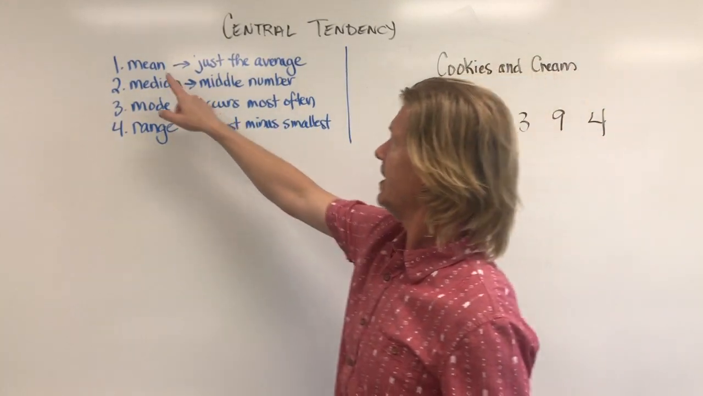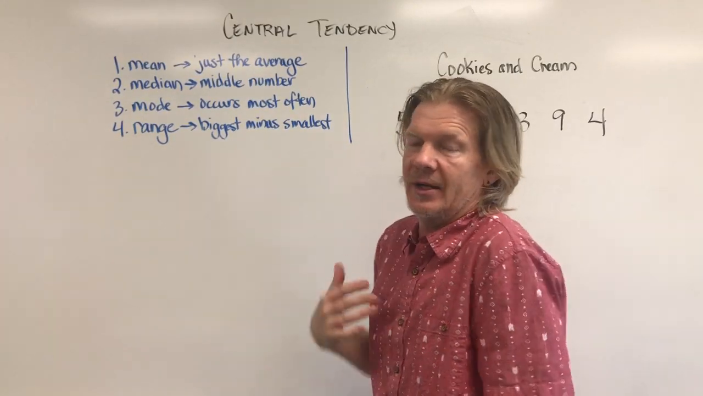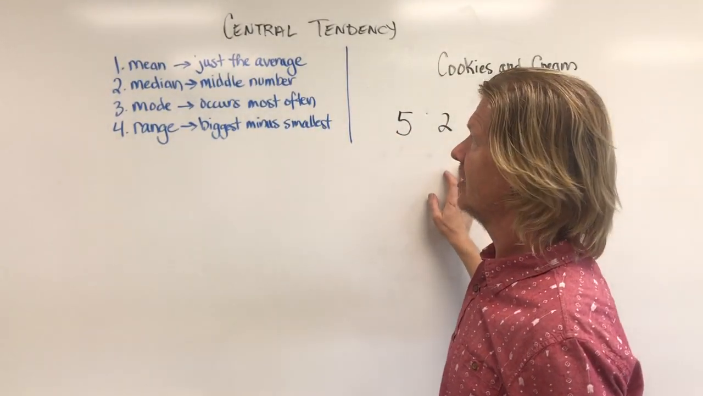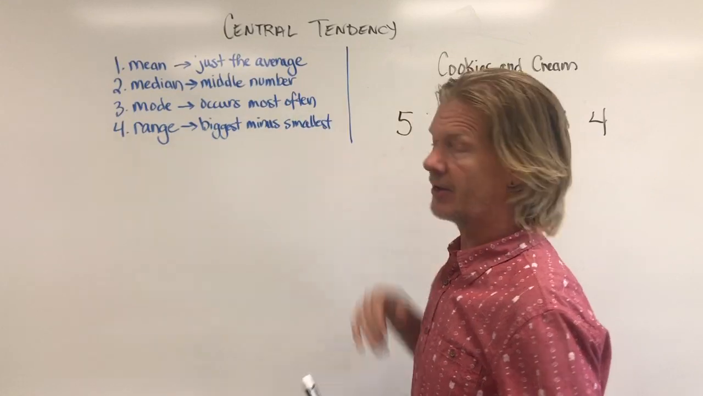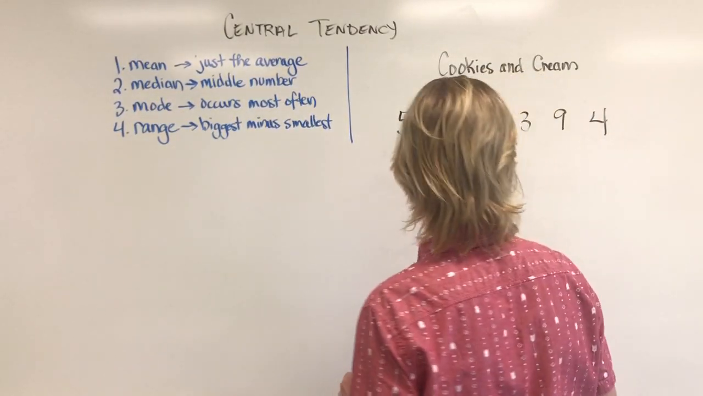So mean, it just is the average. I don't know why the different word, but in statistics, the average is called the mean. So you add them up and divide by how many you have. The median is the middle number, so you have to put them in order. The mode is the number that occurs most often. And the range is the biggest number minus the smallest number.